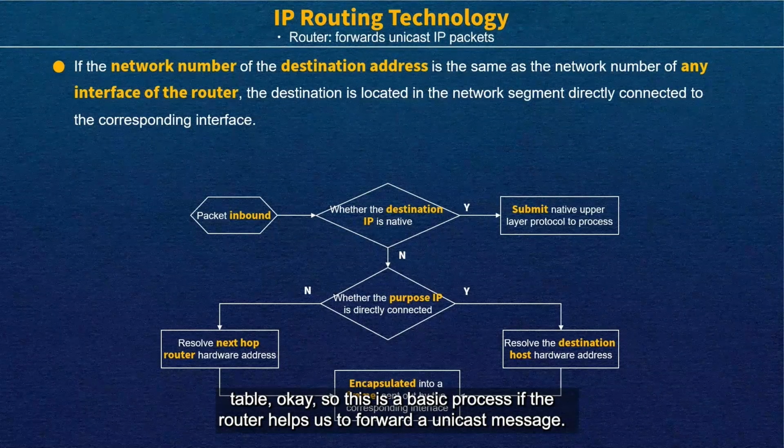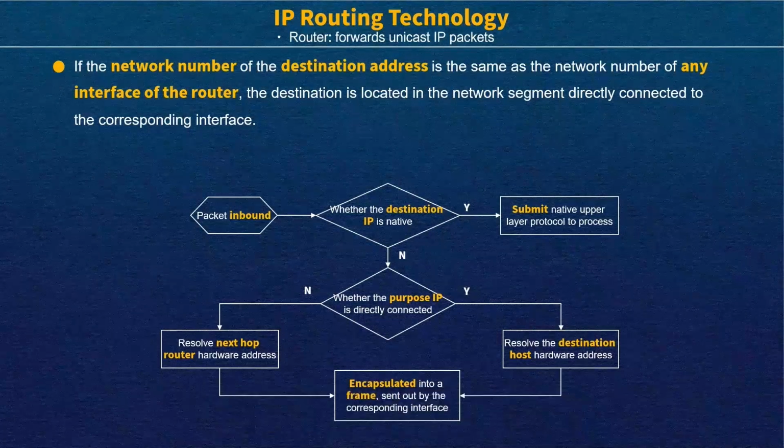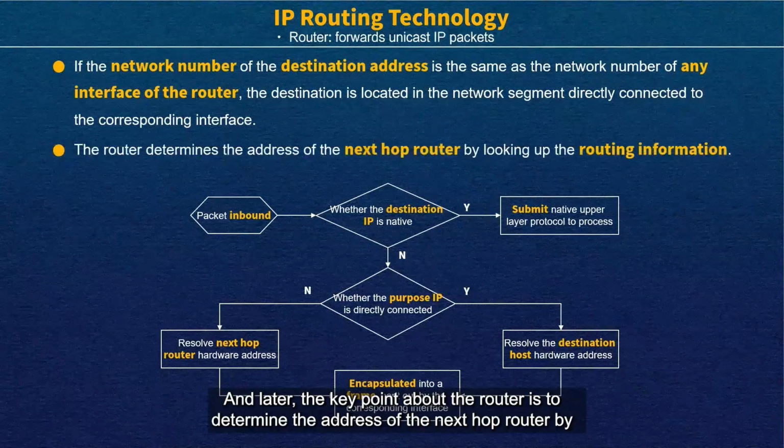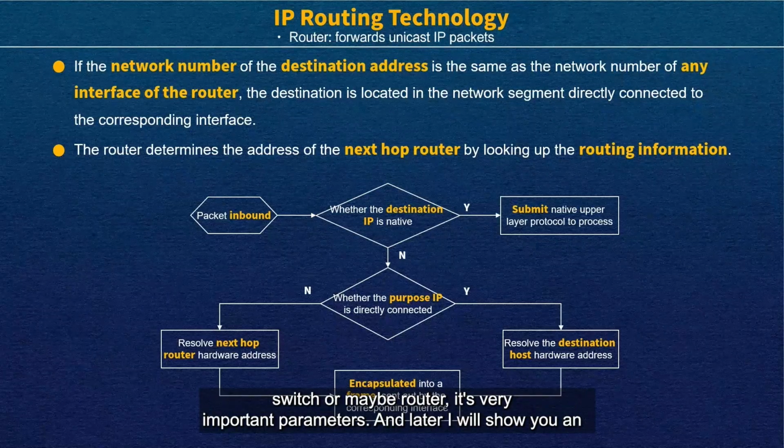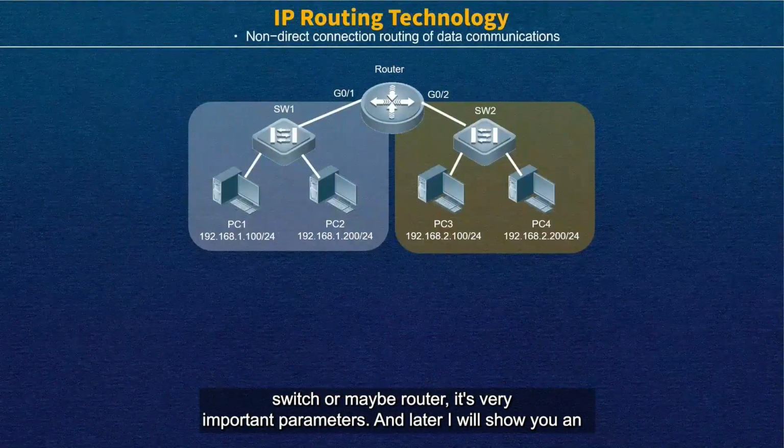Okay. So this is the basic process of how the router helps us forward the unicast message. And later, the key point is that the router determines the address of the next hop router by looking up the routing information. So the routing information is very important for a layer 3 switch or router. It's a very important parameter. And later I will show you an example.